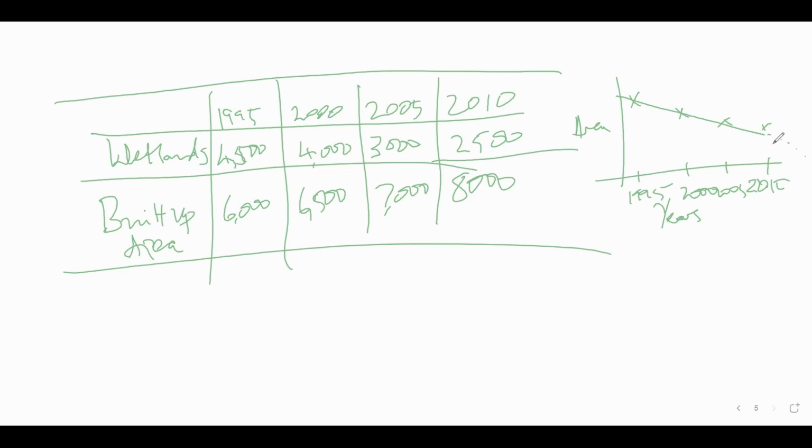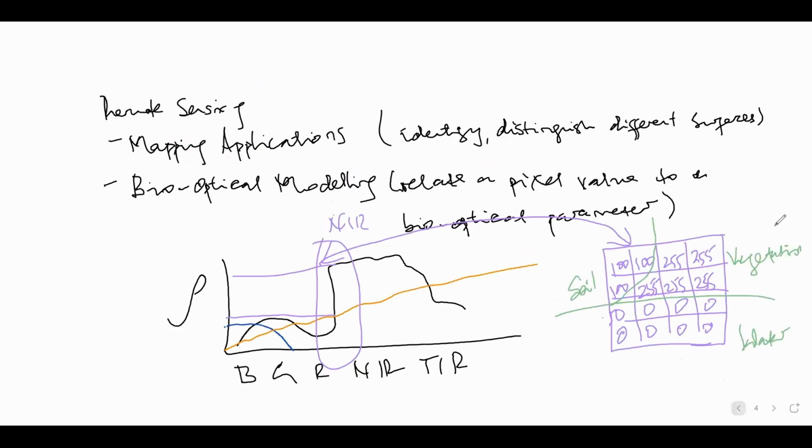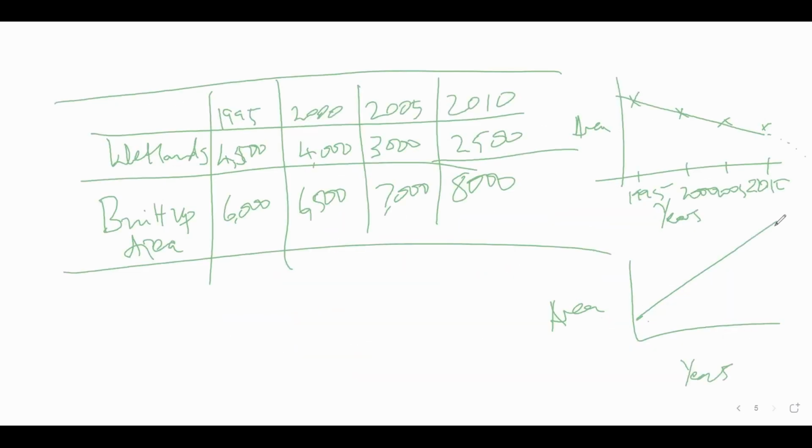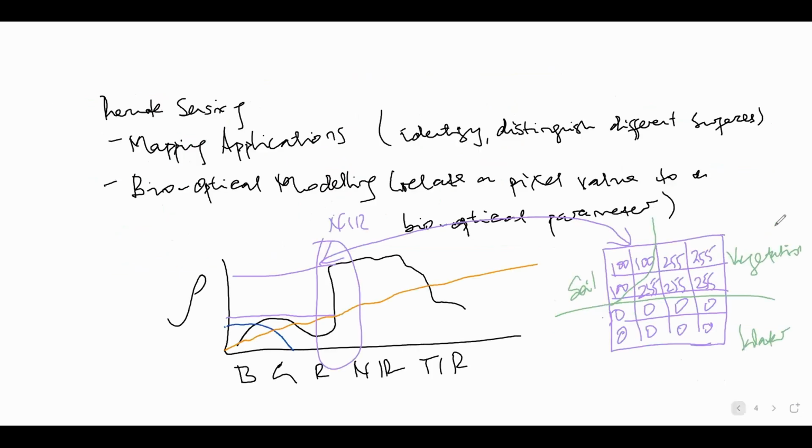But how are we able to make those conclusions? We make conclusions by distinguishing the different features on the different maps throughout the different times, and we get an assessment. We could also do the same for built-up area. We look at area across the years, and we can model how fast our cities are growing. So that is an example of mapping applications. With mapping, we want to identify different features from one another. We want to see where the wetlands are and where the built-up area is.